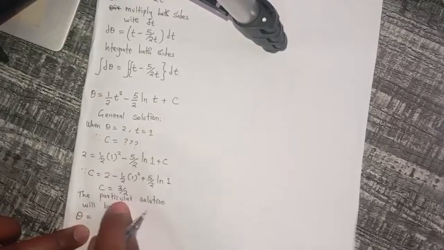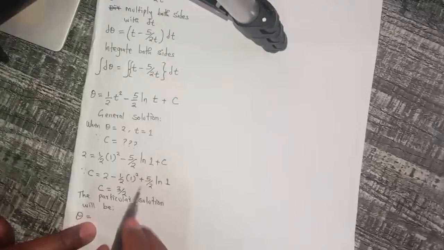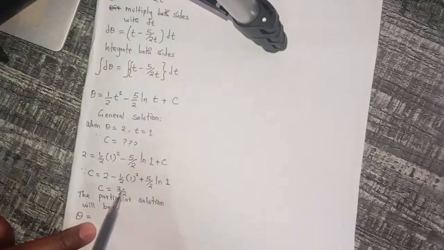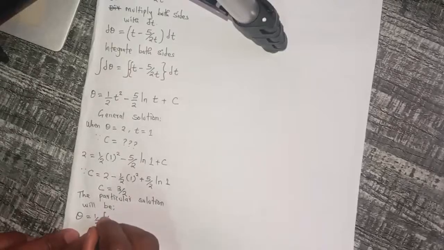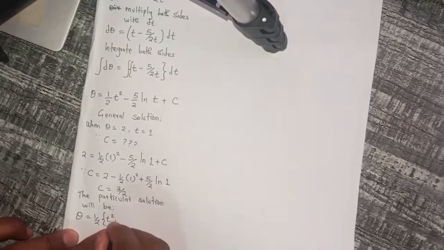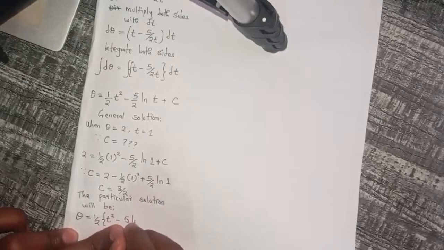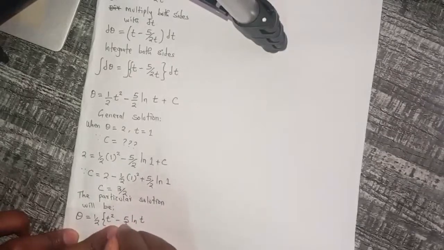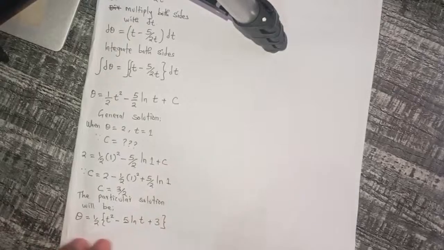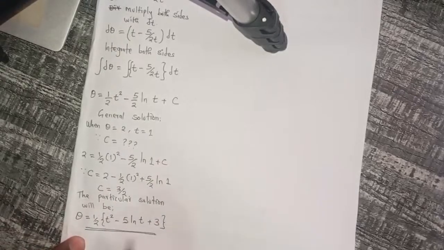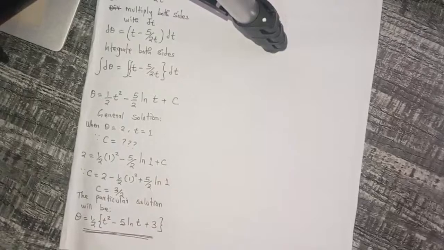theta is equivalent to, if you look at this, we can factor out half into (t squared minus 5 ln of t plus 3), and this is our final solution. That is our final required solution.